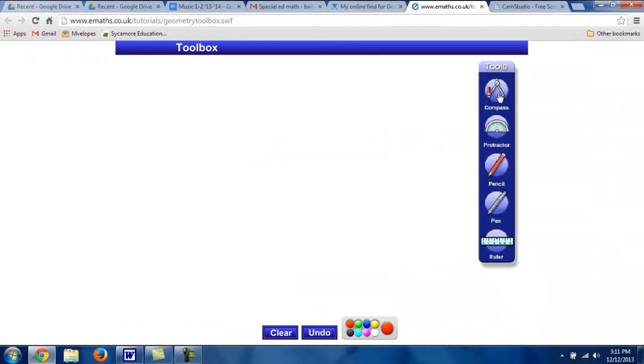Alright, so this is one of my favorite constructions, circumscribing a circle about a triangle. And so we start with a triangle, make a pretty equilateral-ish triangle. Okay, then I'm going to perpendicularly bisect two of the sides.